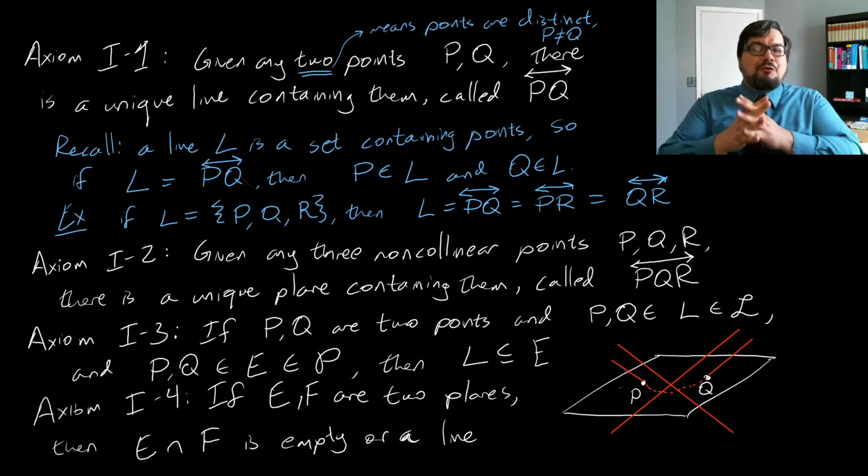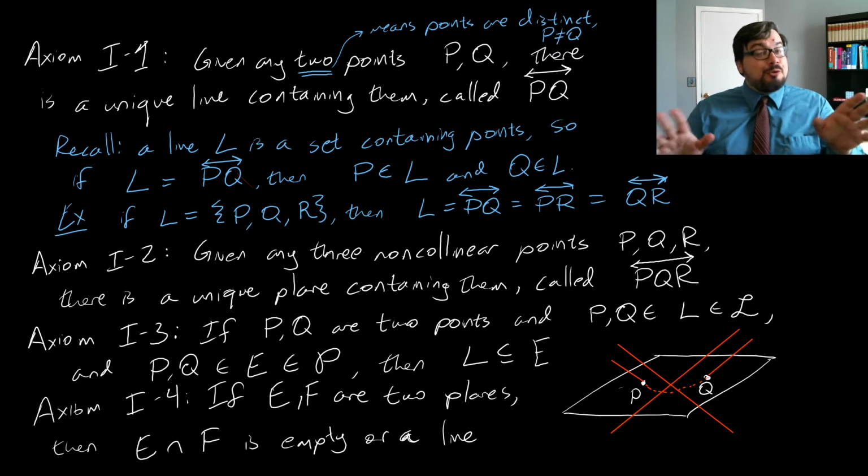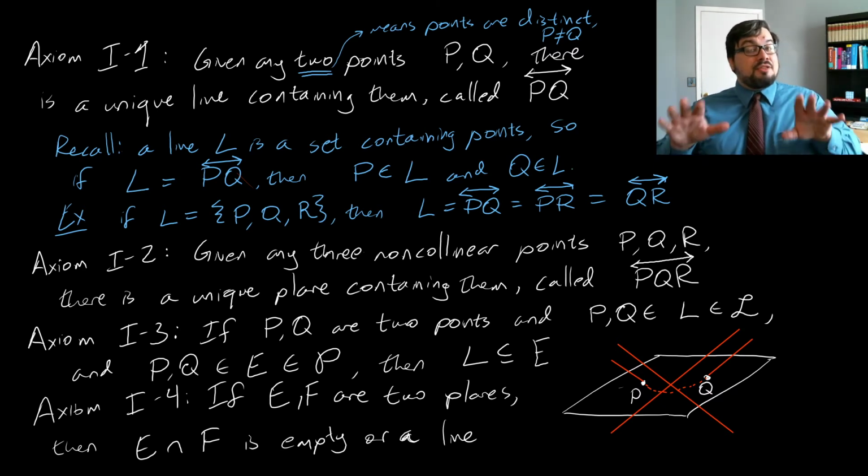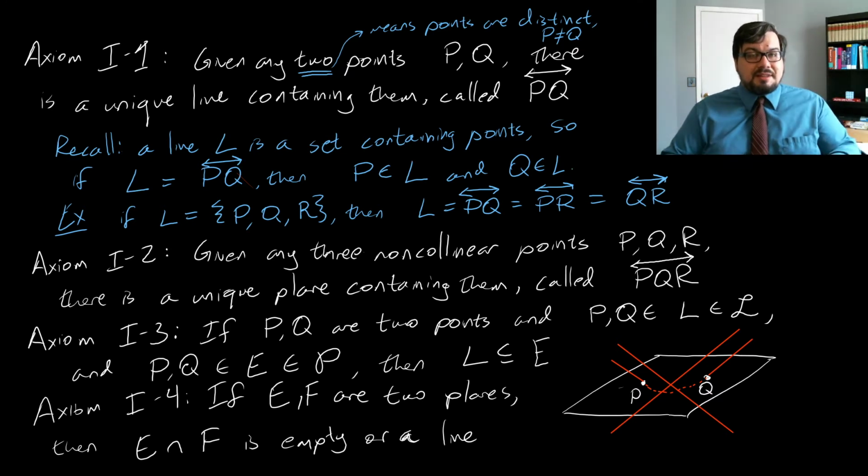Really what axiom I4 is doing for us is defining that we're working in 3 dimensions. We're only going to be working in 2 and 3 dimensions in this course, but it's perfectly reasonable to do geometry in higher dimensions. And in 4 dimensions, it's actually possible for 2 planes to intersect in just a single point. But axiom I4 is saying, no, that doesn't happen for us. Axiom I4 is specifying that we're working in 3 dimensions rather than anything else.